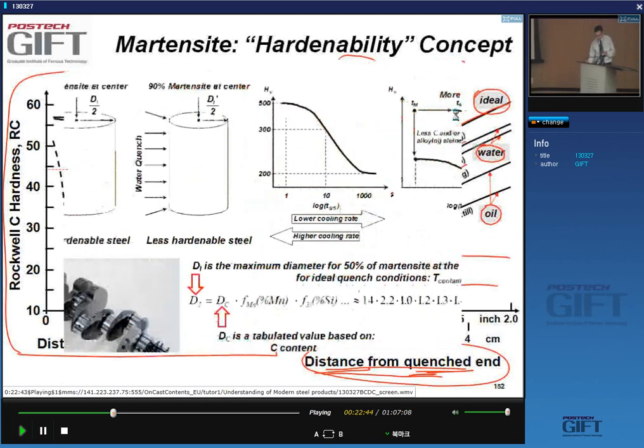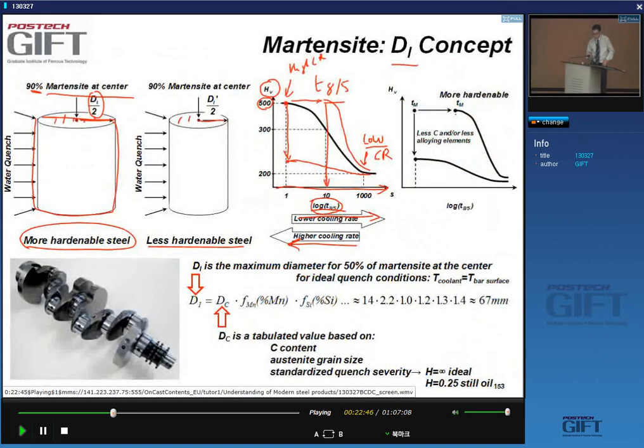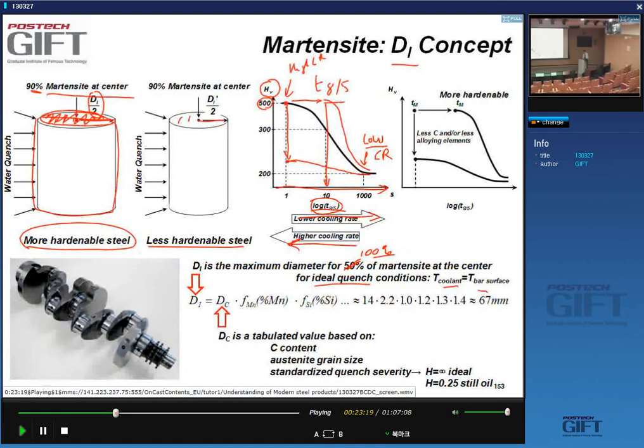So meaning basically that when I do an ideal quench, the diameter is equal to DI, and this should be 100% at the center for ideal quench conditions. It means that the coolant and the bar temperature are the same.